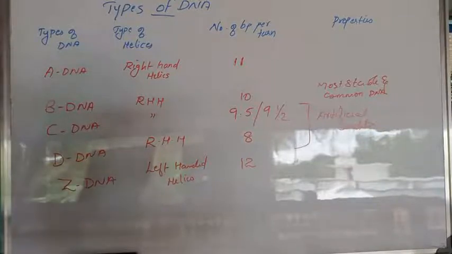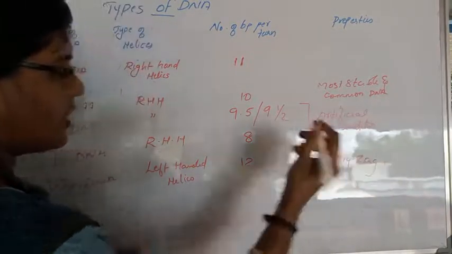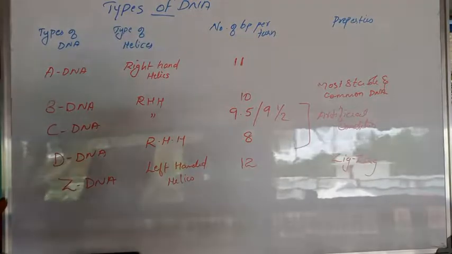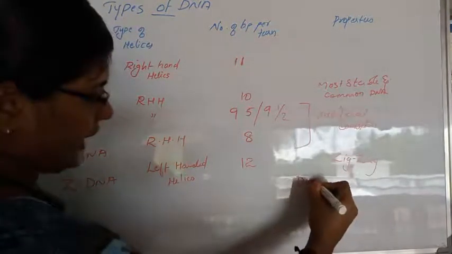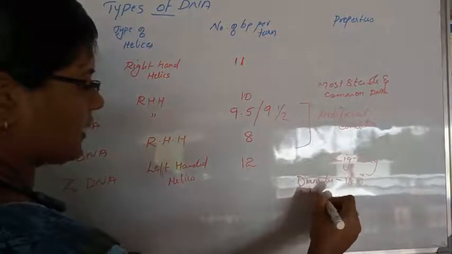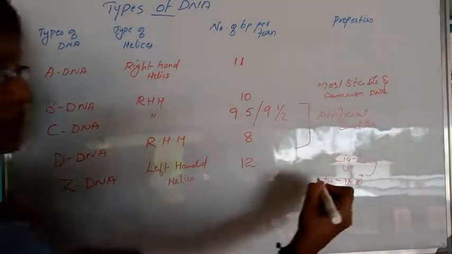And the sugar phosphate rail, meaning the complete sugar phosphate strand, is in the form of a zigzag. That is why it is called Z DNA, because the sugar phosphate rail is in the zigzag direction. The pitch of Z DNA is 45 Angstrom and the diameter is 18 Angstrom. The pitch is the complete length of a complete turn of the DNA, which is 45 Angstrom.